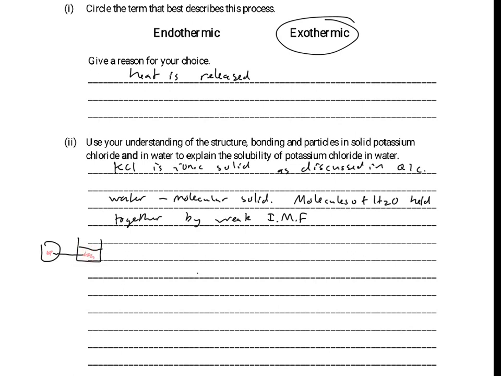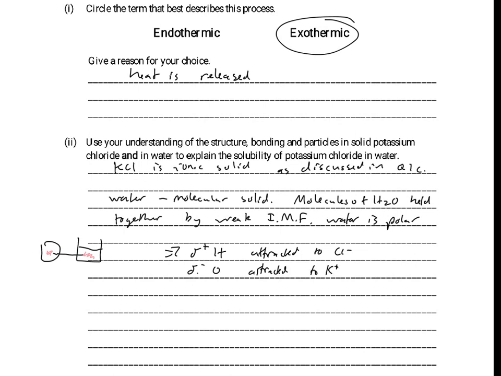So in this particular question, we need to remember that water is polar. And because it's polar, it's got polar bonds. So the hydrogen is slightly positive and the oxygen is slightly negative. So what actually ends up happening is the slightly positive hydrogen is attracted to the chloride ions, and the slightly negative oxygen is attracted to the potassium ions.